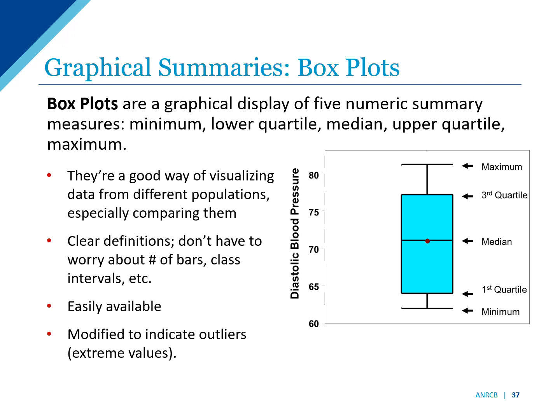Box plots are a graphical display of 5 numeric summary measures: the minimum, lower quartile, median, upper quartile, and maximum. They're a good way of visualizing data from different populations, especially when comparing them. It has clear definitions, so you don't have to worry about the number of bars or the class intervals or anything. They're comprised of easily available information, and they could be modified to indicate outliers in your data or extreme values.